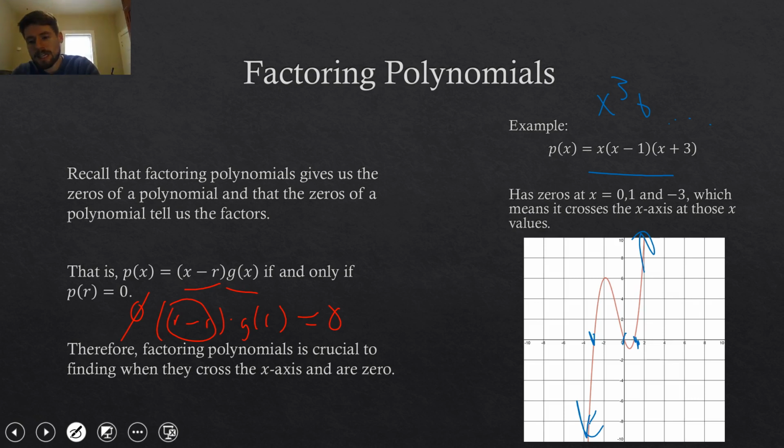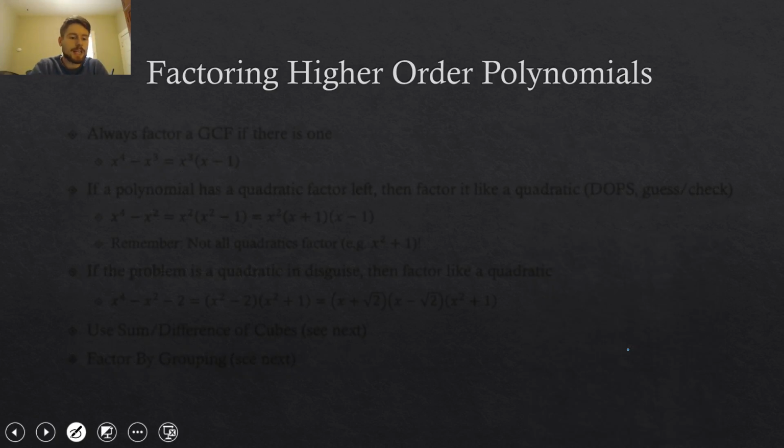Now, where the highest points and lowest points are, we don't know that without doing some calculus, which you'll do next year. But from this, we can at least figure out where it crosses the axis. Okay, so techniques for factoring higher order polynomials.